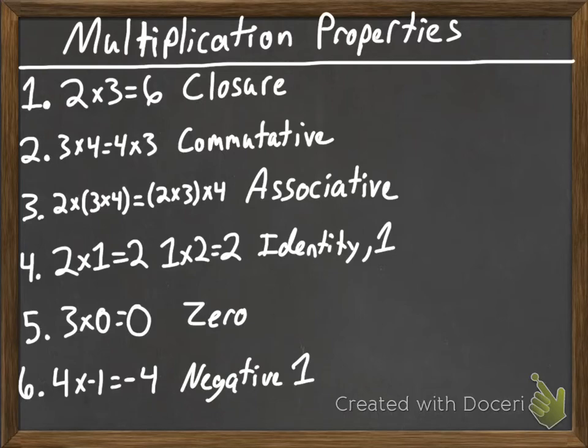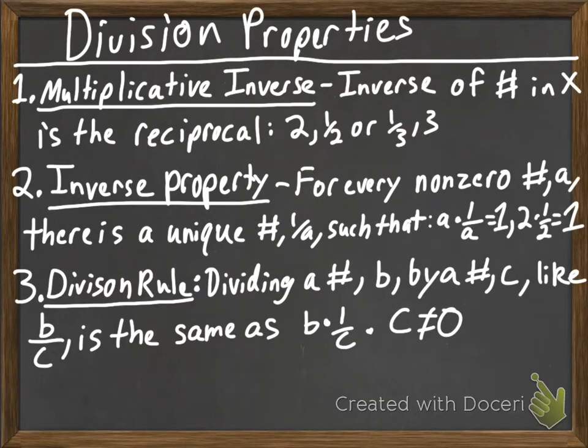Now let's talk about the properties of division. The first property of division is called the multiplicative inverse. And it's a very long name for something that's very simple. It says that the inverse of a number in multiplication, I use the x for multiplication, is the reciprocal. And all that basically means is that if we have 2, the opposite of 2 is 1 over 2. We just flip it. Or if we have 1 over 3, the opposite of 1 over 3 is 3. We just flip it.